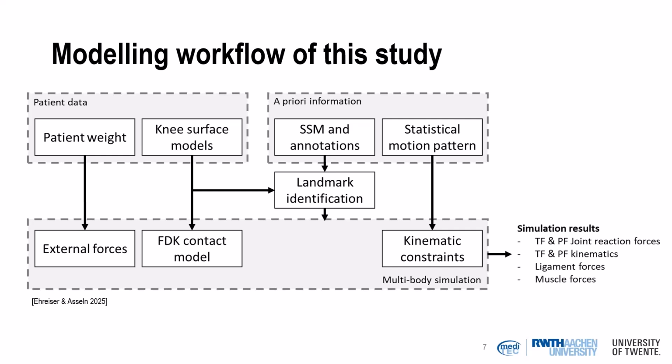And we have additional a priori information we used, such as statistical shape models, which we annotated, and statistical motion patterns from literature, which we then fed into a multi-body simulation, the AnyBody modeling system. We used the patient weight to determine external forces, the knee surface models to define joint contact, so we used the force-dependent kinematic framework for that, and the statistical motion patterns we used to apply kinematic constraints to our model.